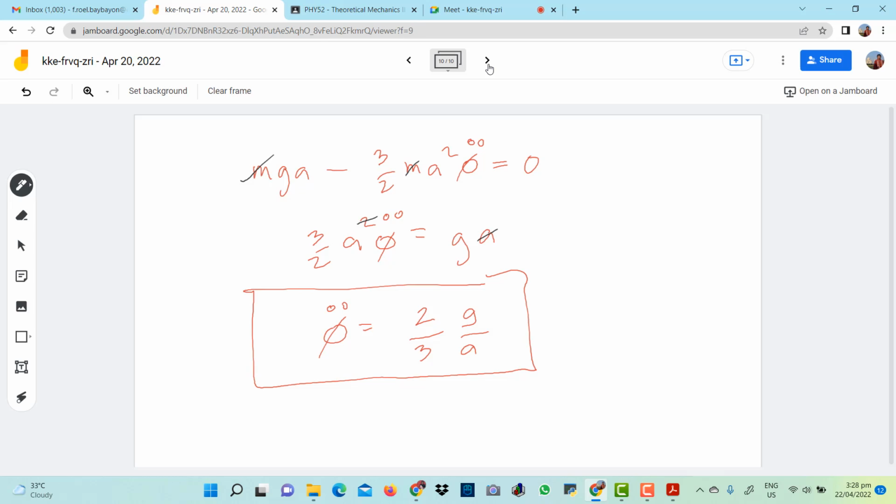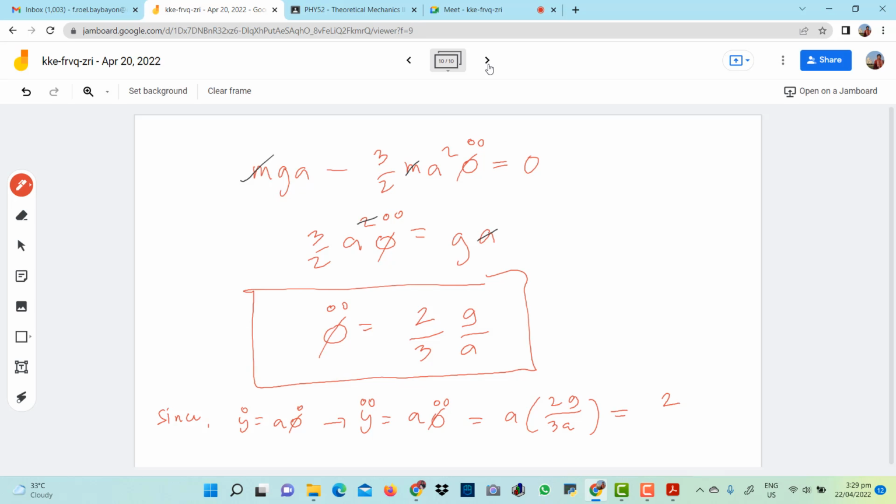And then, you know that there is this relationship between y and phi. Since y dot is equal to a phi dot, then y double dot is just equal to a phi double dot. So if you do this, you will get a times 2g over 3a.